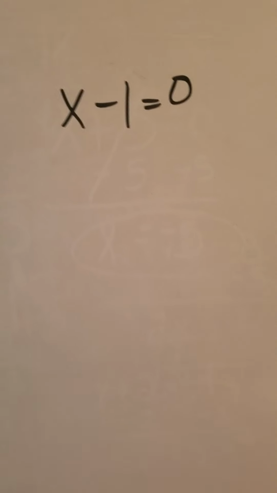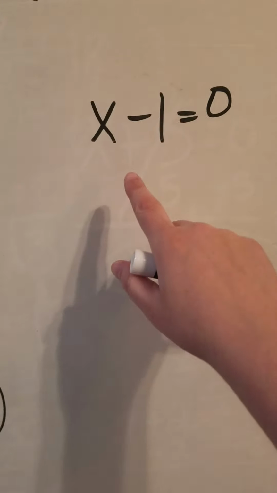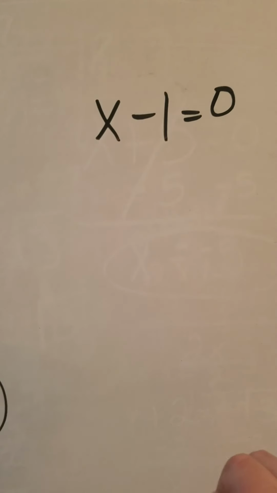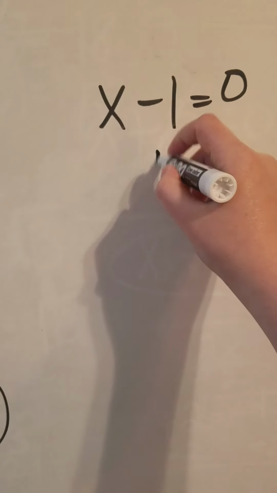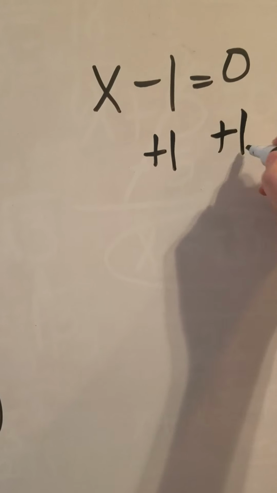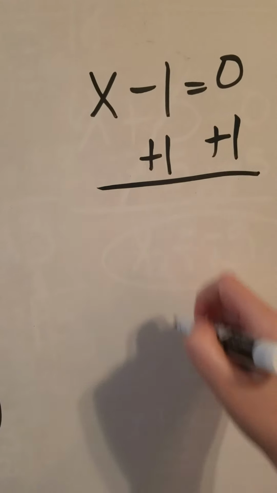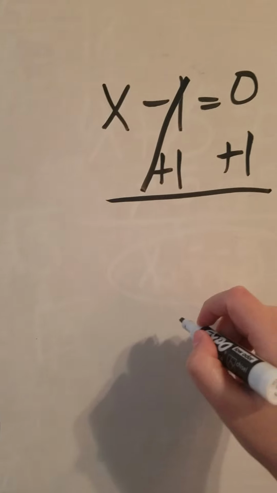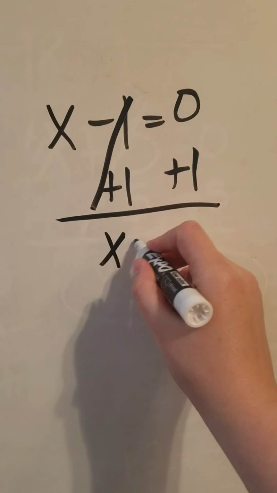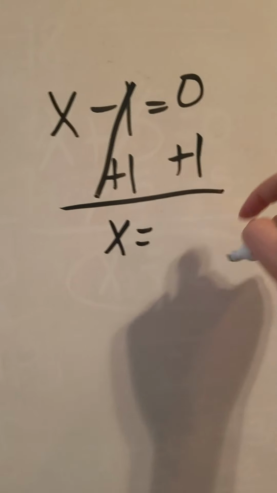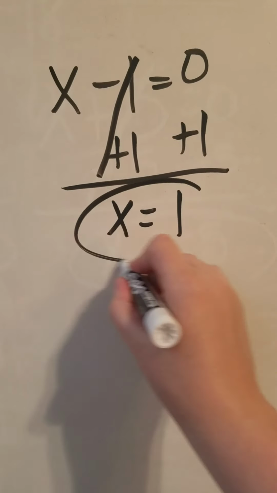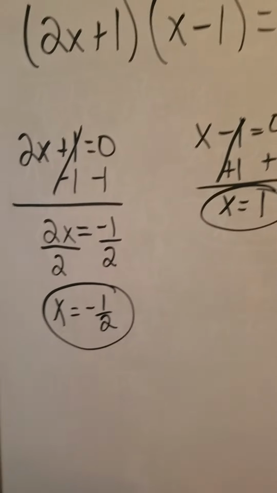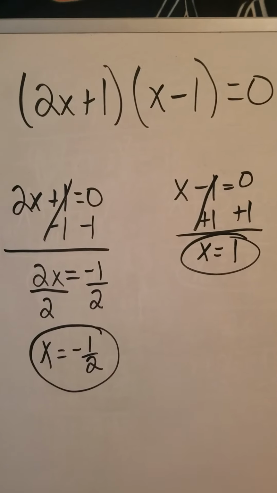So let's move on to the next one. This one I have x - 1 = 0. Let's go ahead and add 1 to both sides. My 1's there cancel. I get x equals 0 plus 1, which is 1. And those are my answers.